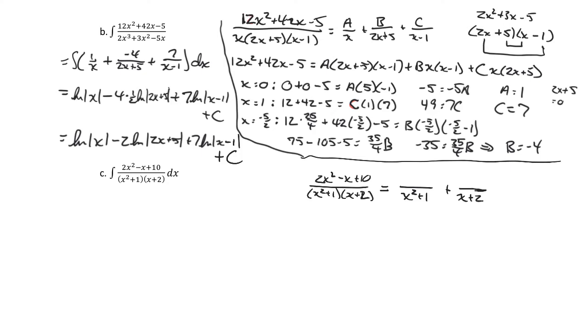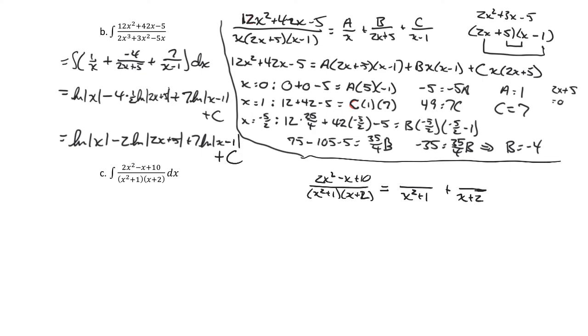Here's where things change just a little bit. The denominator in the first one is irreducible. You cannot factor x squared plus 1, even if you introduce square roots and so forth. If you're relying on imaginary numbers, we certainly can do it, but we're not going to do that. Instead, x squared plus 1, I recognize as a quadratic.